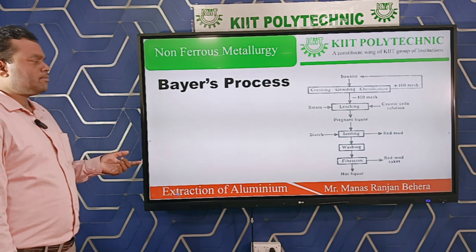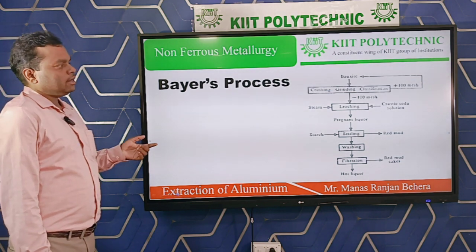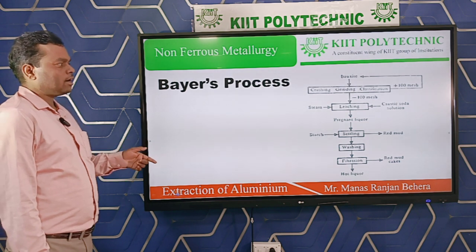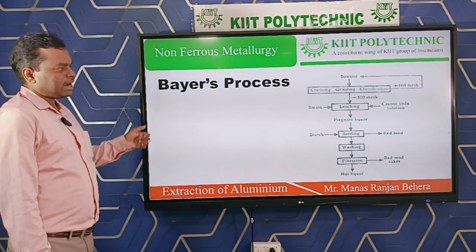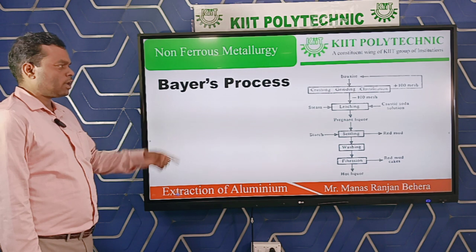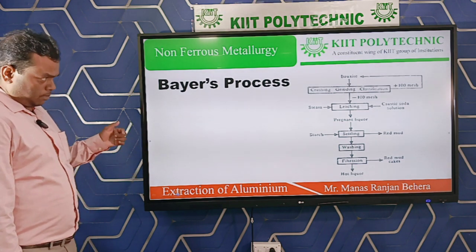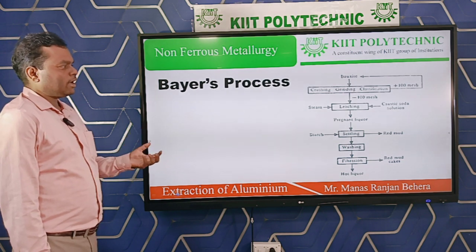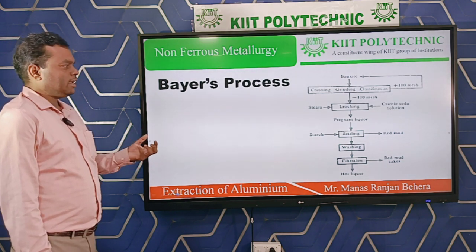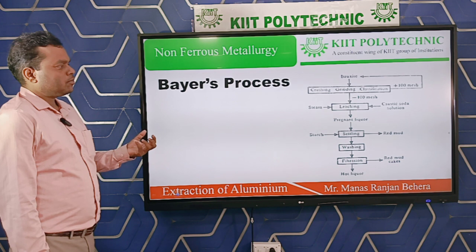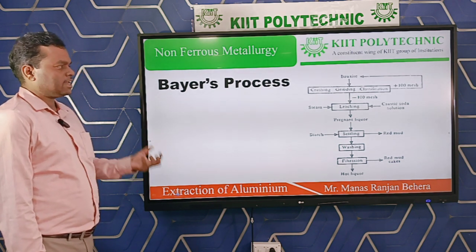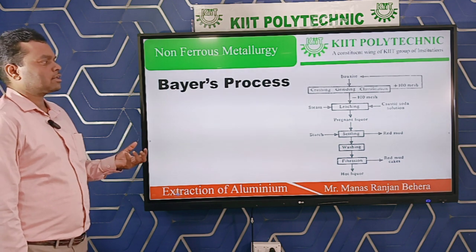In a ball mill, what happens? In a ball mill, we put that bauxite ore, fine bauxite ore, and sodium hydroxide solution, which is known as caustic soda, is put into the solution, and after that a slurry is formed. That slurry is sent to a digester which is known as autoclave.